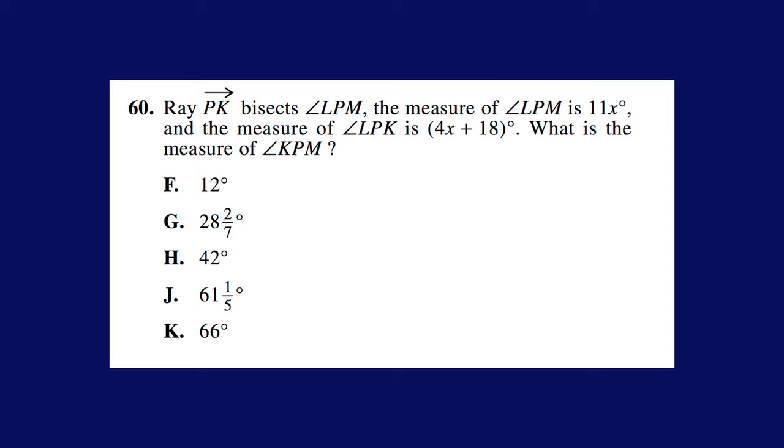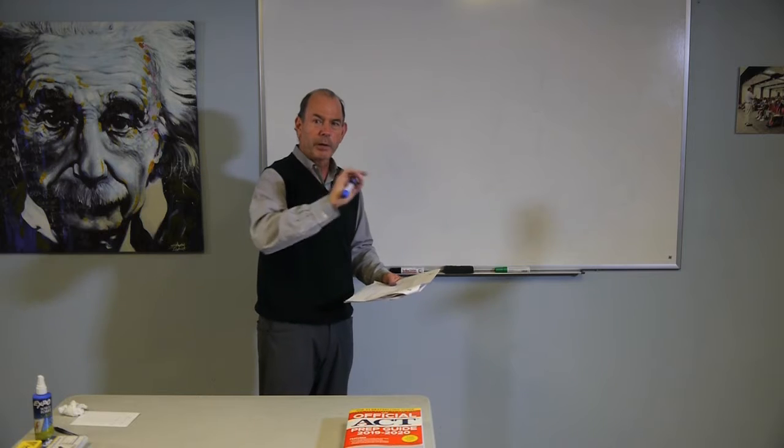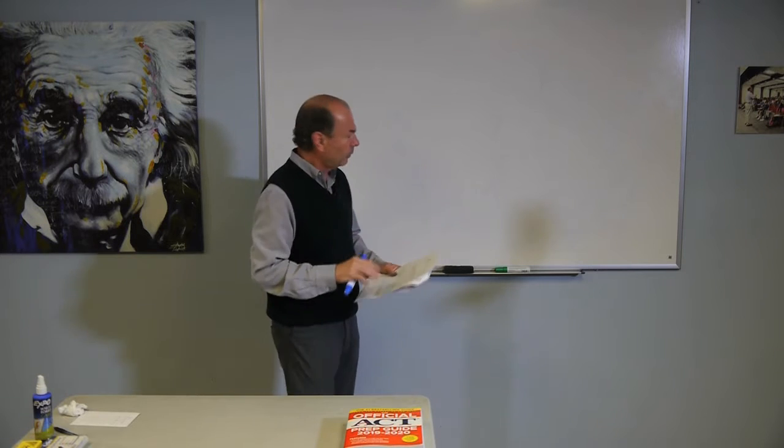It's not a long question, but it's definitely confusing, isn't it? You got rays, you got angles. They don't draw anything for you, and then you got all these expressions involving x, 11x and 4x plus 18. So very confusing, but relax. Let's just follow directions. Let's draw what they say to do. So much of the ACT is just following directions.